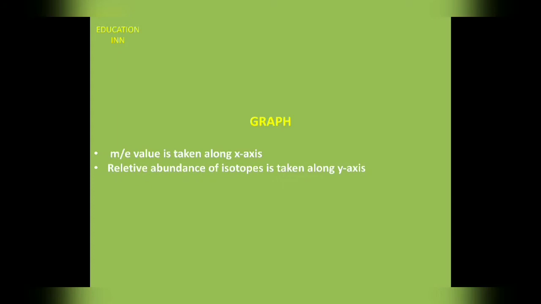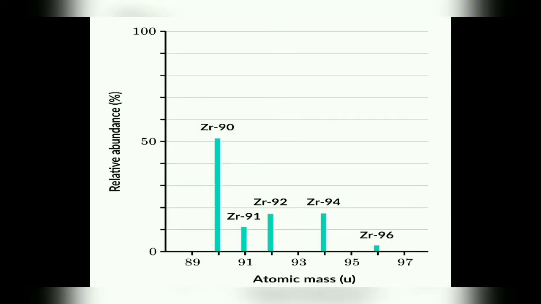The spectrometer is connected to a computer which manipulates its data and plots a graph. A graph consists of two axes, the x-axis and y-axis. The m over e value is taken along the x-axis. We also take atomic mass along the x-axis. Relative abundance of the isotope is taken along the y-axis. And peaks in the graph show the abundance of each isotope.